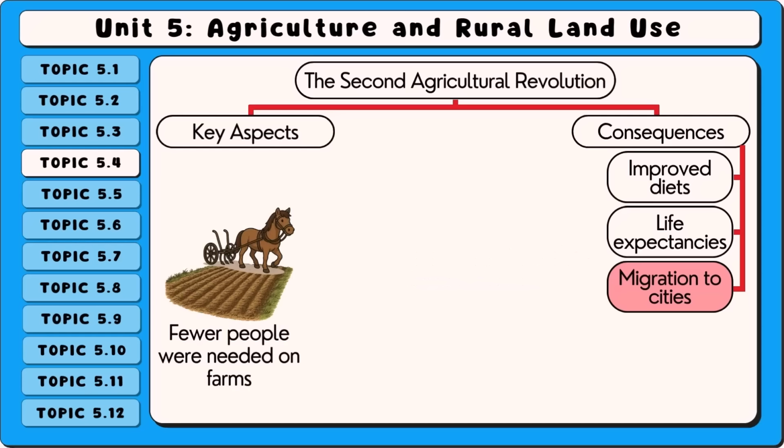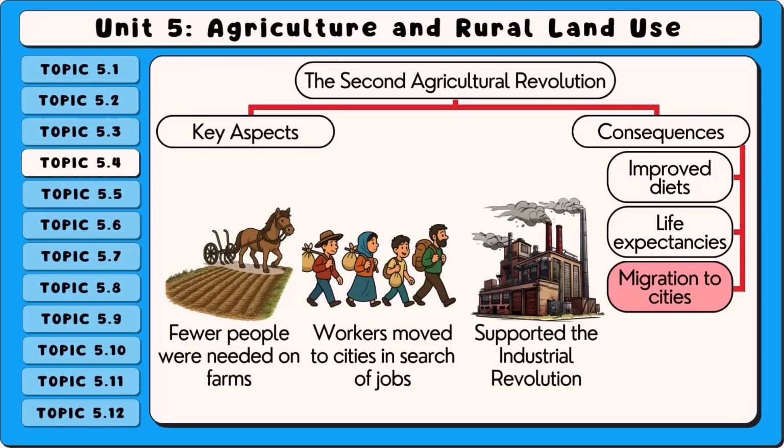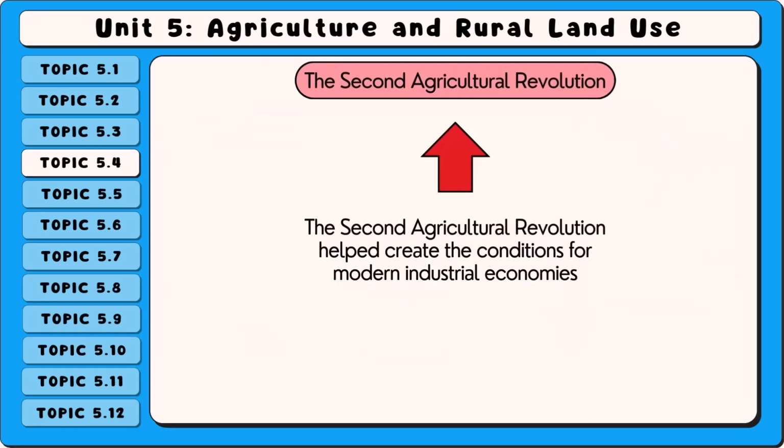Because fewer people were needed on farms, many rural workers moved to cities in search of jobs. This migration supported the Industrial Revolution, which depended on large numbers of urban workers. In this way, the second agricultural revolution helped create the conditions for modern industrial economies.